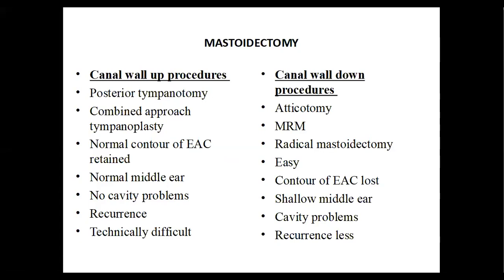Technically, this procedure is slightly difficult, so that's why most surgeons prefer canal wall down procedures. What are these canal wall down procedures? The commonly done inside out procedure is atticotomy, whereas the outside in procedures are modified radical and radical mastoidectomy. So why do you prefer canal wall down over canal wall up? It is easy to do, but there are various other problems: the contour of the EAC will be affected, the mid layer will not be preserved, there will be a shallow mid layer, and cavity problems will be there. The recurrence rate is very low, and that is the best part of canal wall down procedures.